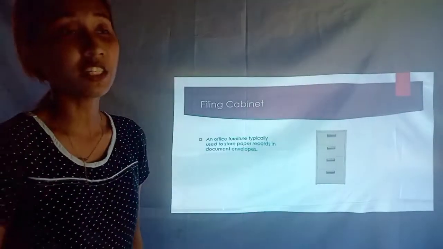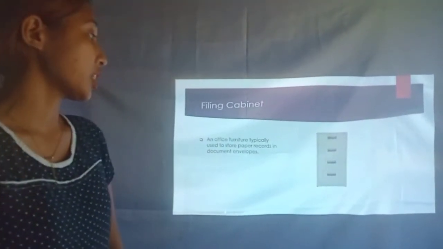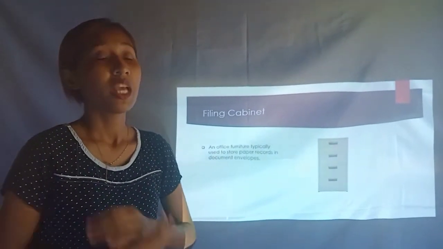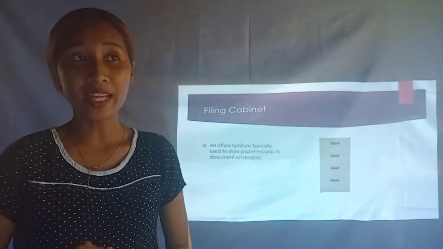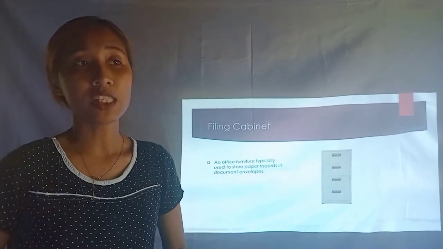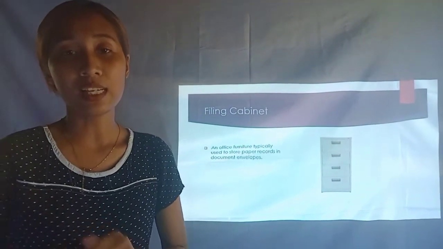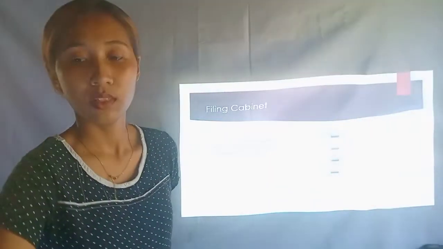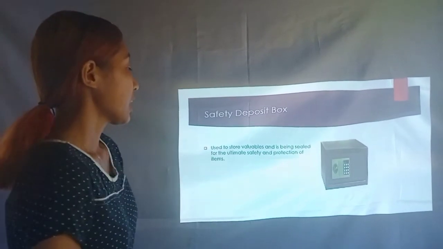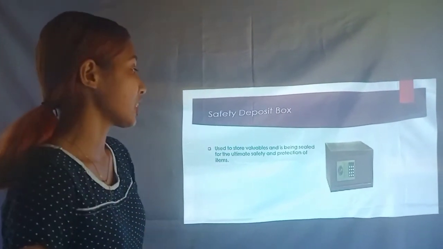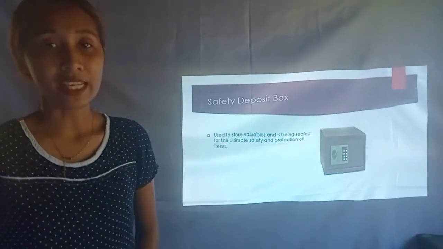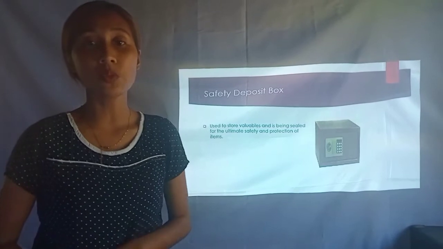We also have here the filing cabinet. It is an office furniture typically used to store paper records and documents, envelopes. To organize a filing cabinet, create a filing system, make a list of files, prepare the file folders, and put them into the filing cabinet. Next, we have the safety deposit box. It is used to store valuables and is sealed for the ultimate safety and protection of items of the guest. It is placed in every room of the hotel.